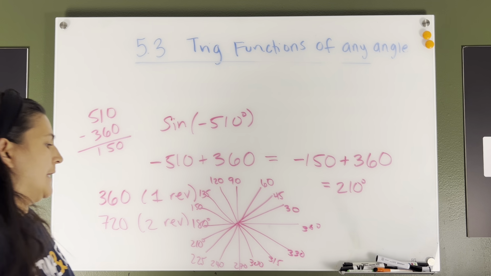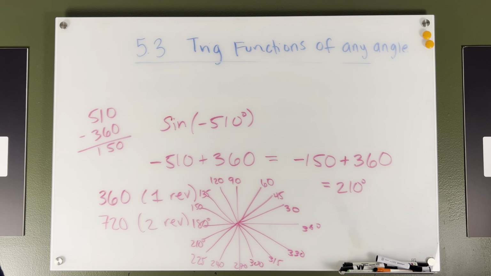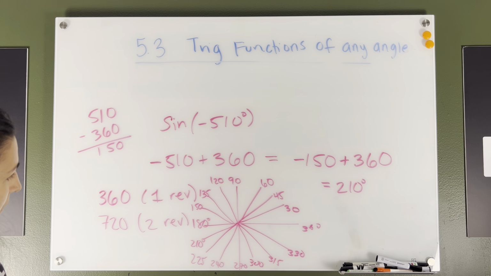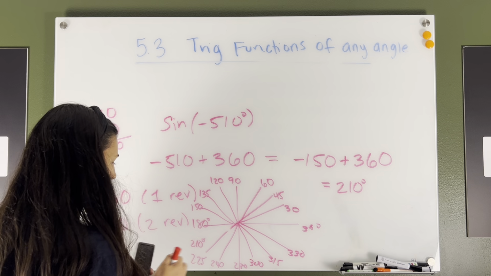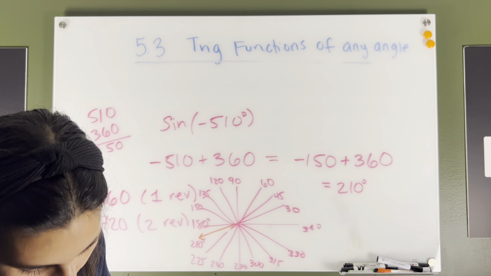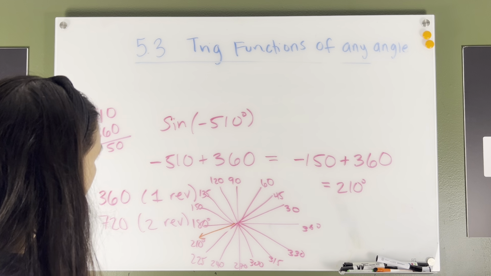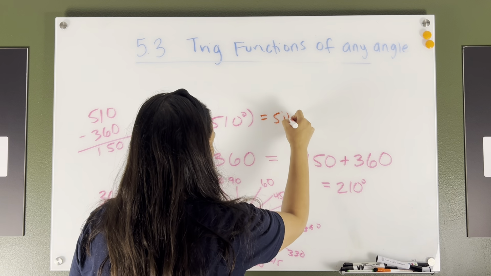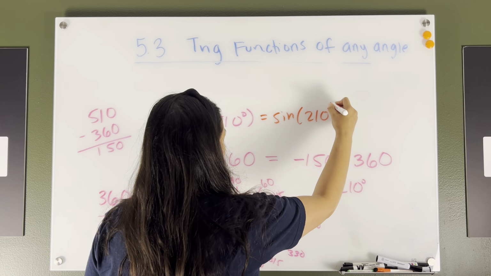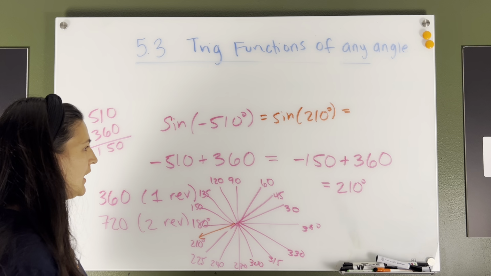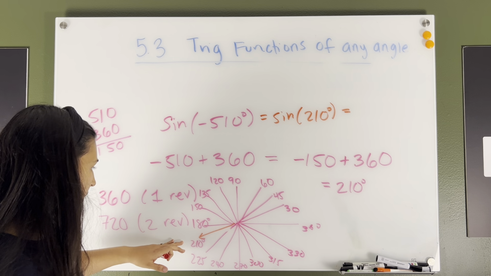Okay. And so 210 degrees, I'll do it in a different color, would be right here. Alrighty. And so now we have to find the sine of 210. No problem. So sine of 210 degrees, that would be right here.